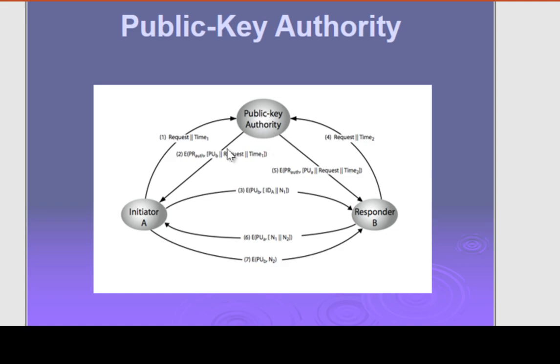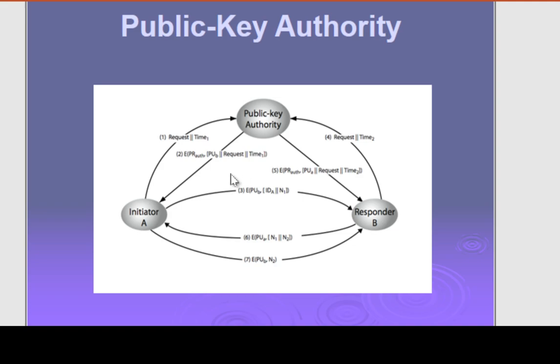He encrypts that data with the private key of the authority, so that it can be decrypted with the public key of the authority. The corresponding key is the public key, and because every participant knows the public key of the authority, he can decrypt it. What is in the message is PUB, that is the public key of B. So the authority sends the public key of B, and it also appends the request and the time which A sent to the public key authority.